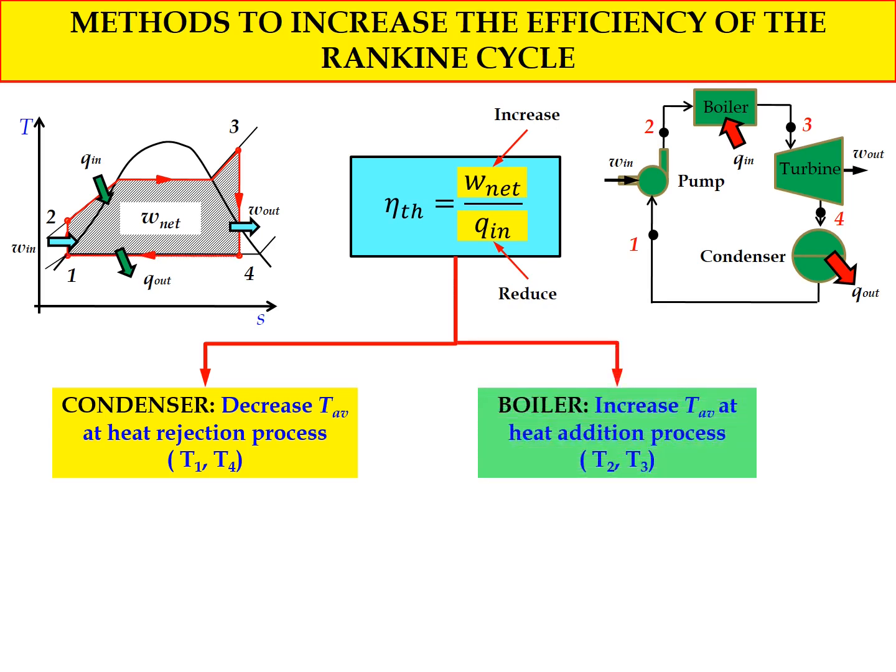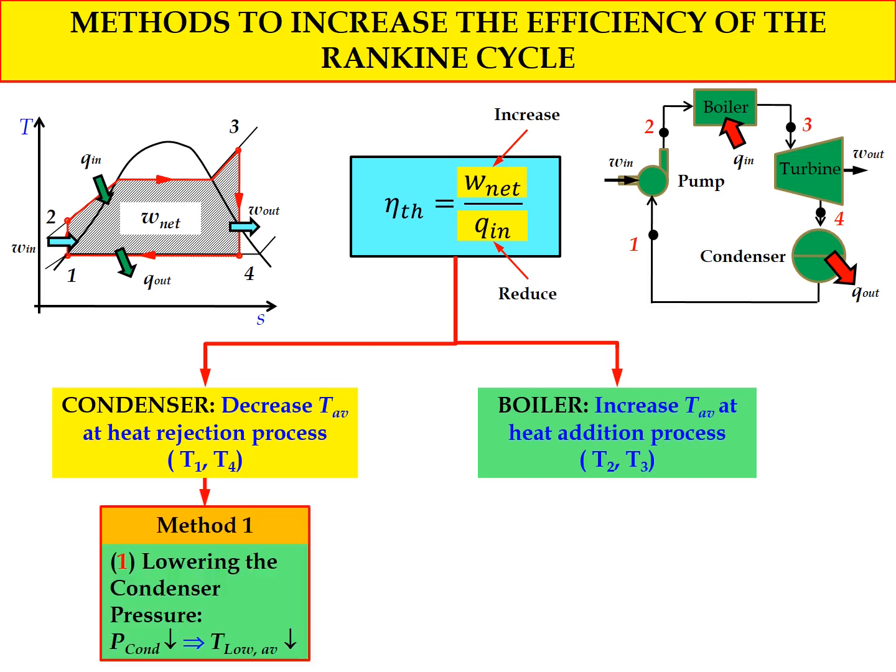The second approach is at the boiler. We need to make some modification so that the value of T average during the heat addition process will increase. This temperature involves T2 and also T3. If we can increase the temperature T2 or the temperature T3, we can increase the value of T average. Thus, the value of W net will also increase if we use this approach.